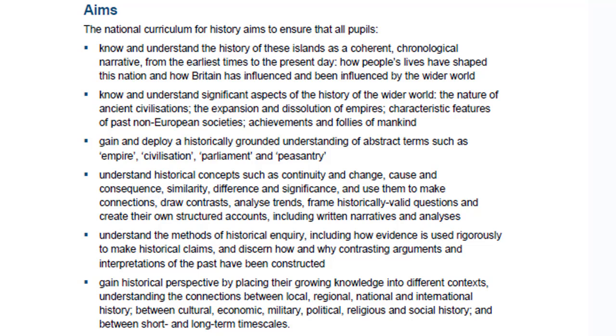Are children developing those historical concepts such as continuity and change, cause and consequence, similarities? Are they developing their thinking in that subject discipline? And are they using methods of historical inquiry and gaining historical perspective? We need to think about the history subject in the round. This is what it means to look at it from a zoomed out perspective.